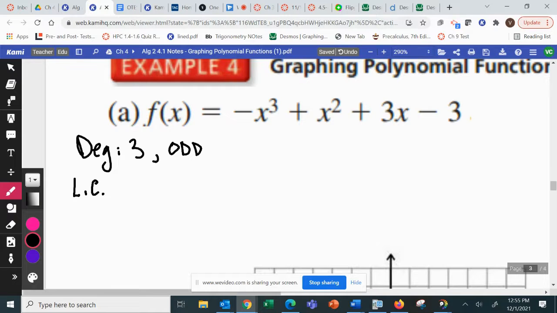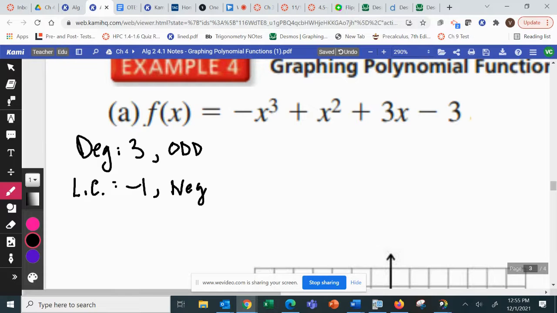Leading coefficient. So the LC, the leading coefficient, is what number, everybody? -1. But I don't really care that it's -1. I care that it's what? Negative. That's what I care about.